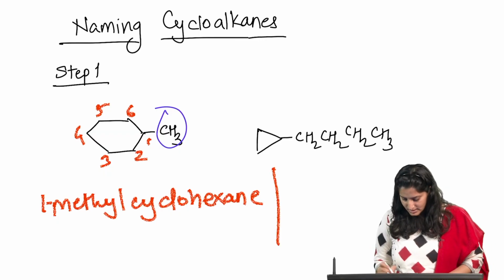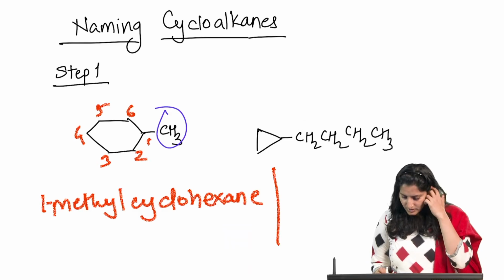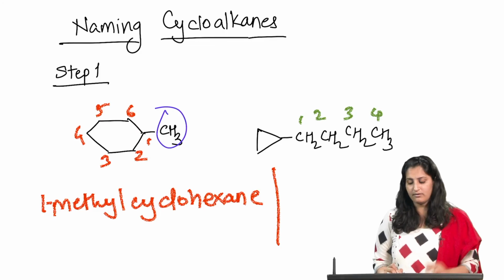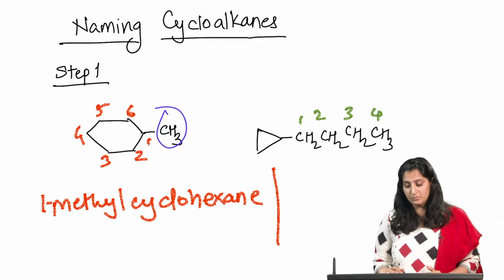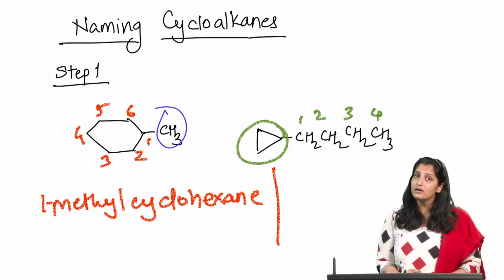Now, in this case, the other case when I want to write it down, as you can see you have 1, 2, 3, 4, right. There are 4 carbons in the substituent, but whereas there are only 3 carbons in the cycloalkane.